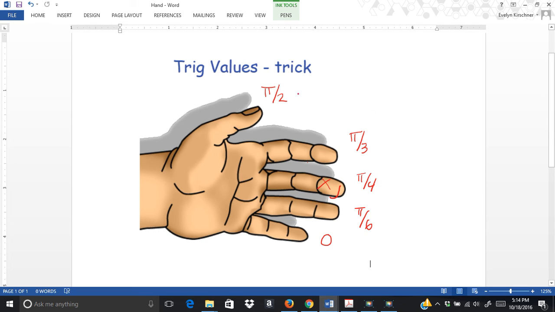And then for pi over 4, the top fingers are your cosine of your angle, and the bottom fingers are your sine of your angle. And so it's the number of fingers under a radical divided by 2. So cosine of pi over 4 is radical 2 over 2. Sine of pi over 4 is radical 2 over 2. If I picked another finger like pi over 3, cosine of pi over 3 is 1/2. And sine of pi over 3 is radical 3 over 2. So it's a cool little trick to remember your trig functions.